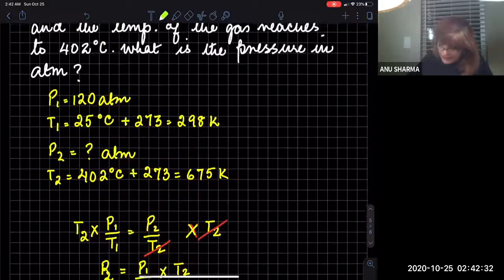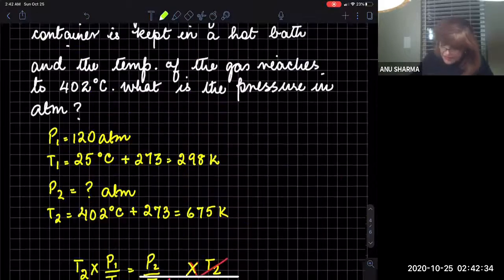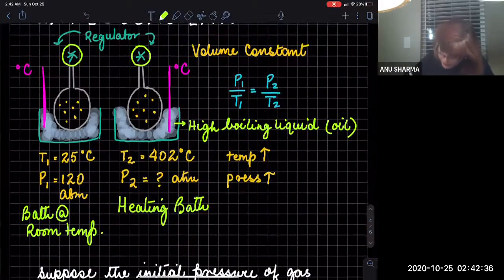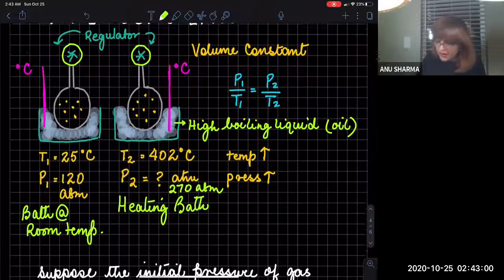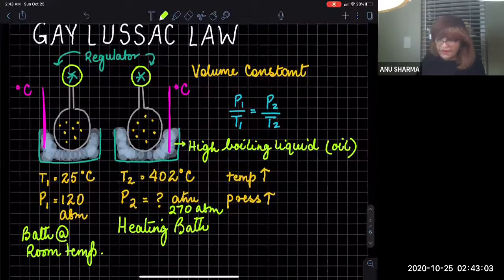Now you can also see that the pressure is 270 atmosphere and the temperature has also increased. When you bring the temperature down, the pressure also comes down. So when the temperature increases, pressure increases. When the temperature goes down, the pressure goes down. So this is another way you can look at the correctness of your answers.